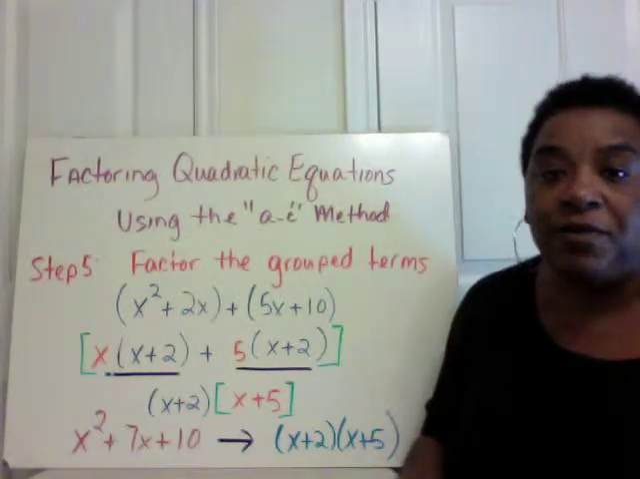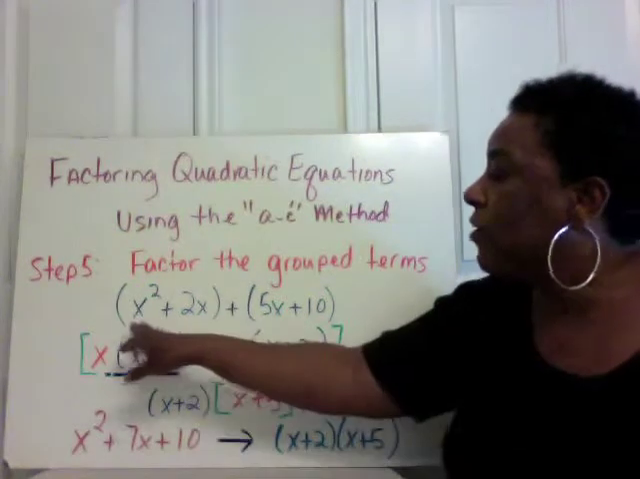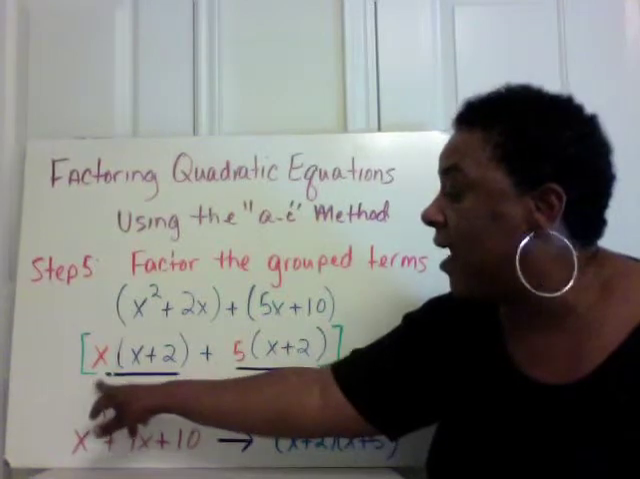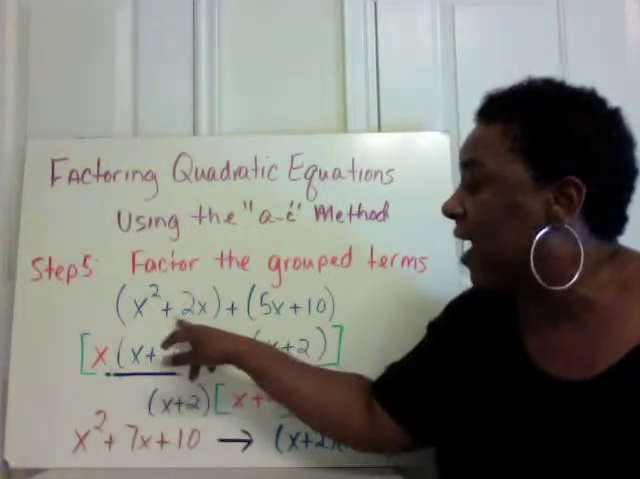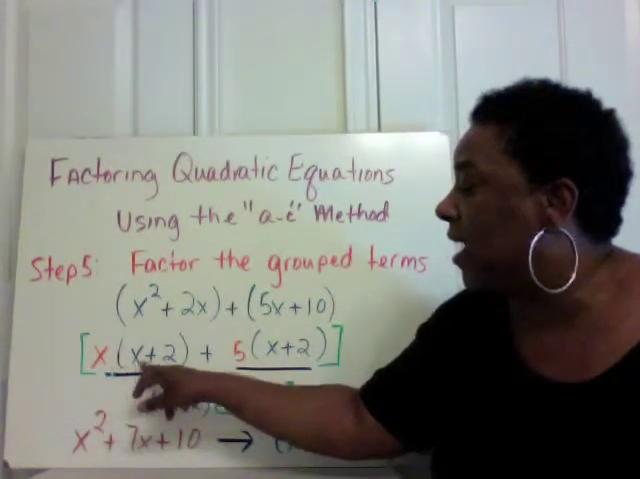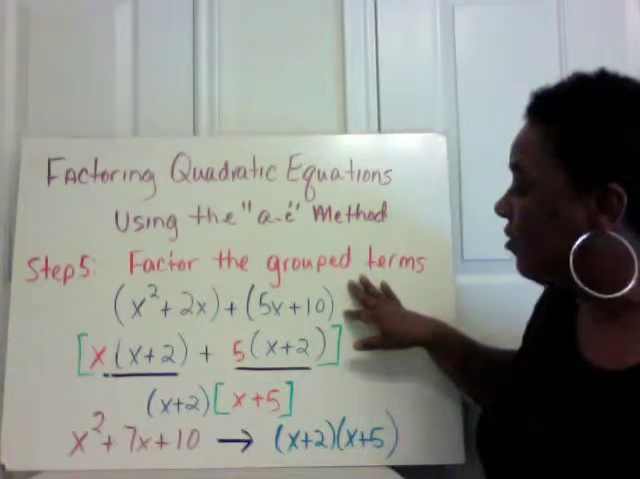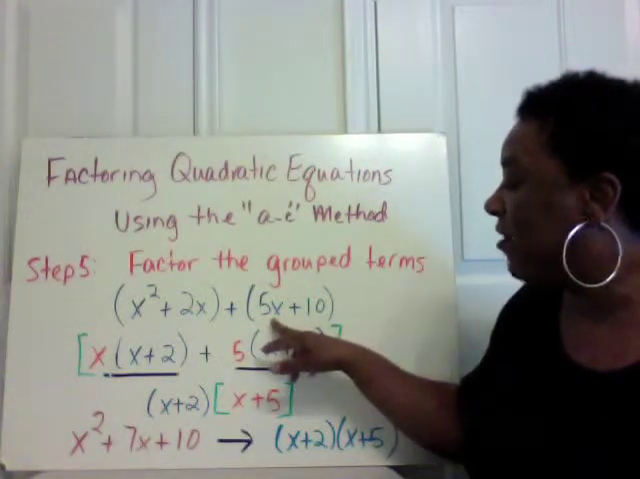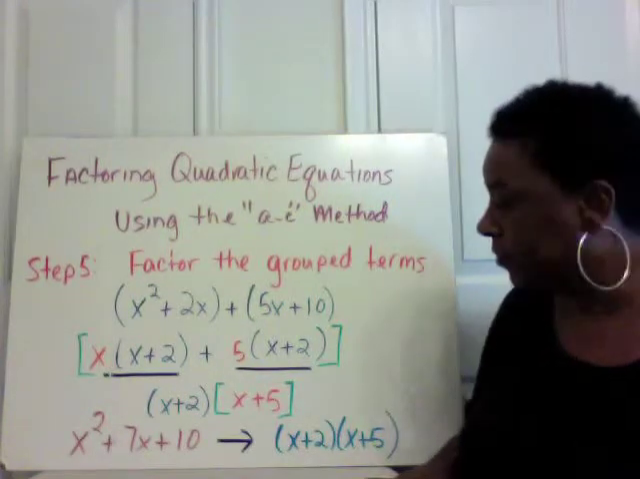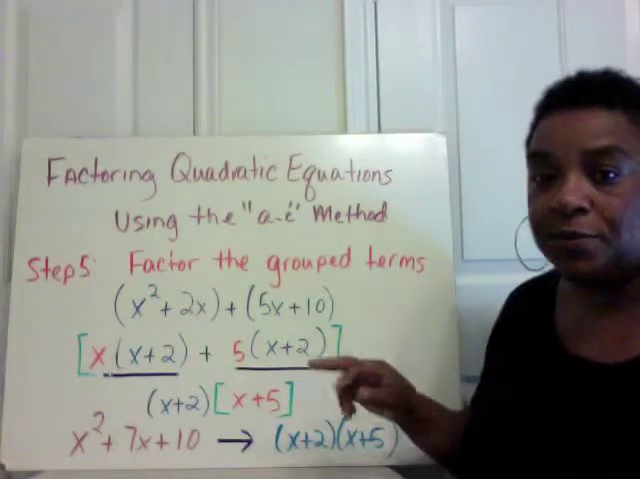And now we want to factor our group terms. So the greatest common factor between x squared and 2x is x. So when we factor x out of these two terms, we have x times x plus 2. And for our last two terms, the greatest common factor between 5x and 10 is 5. So we have 5 times x plus 2.